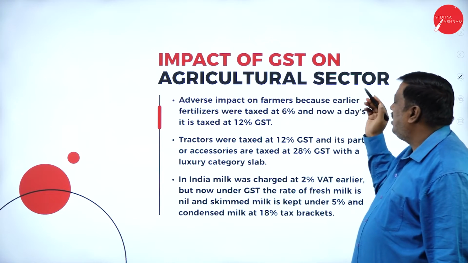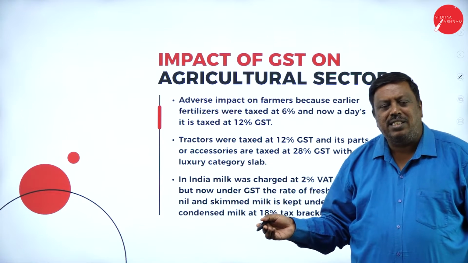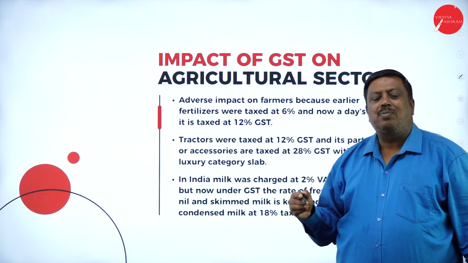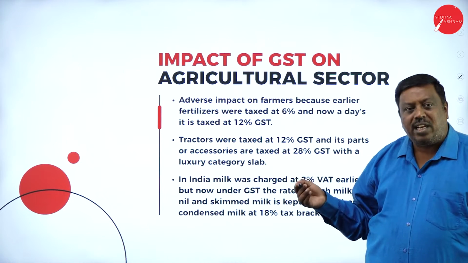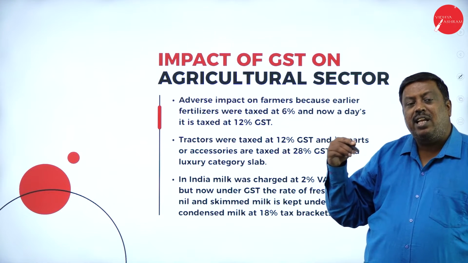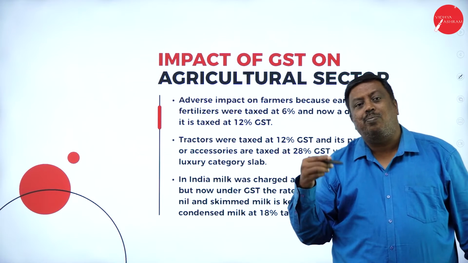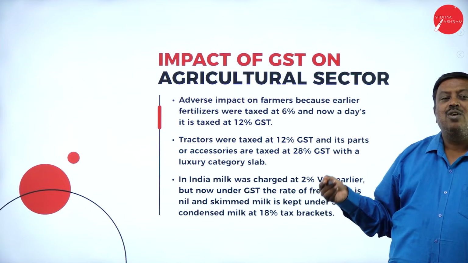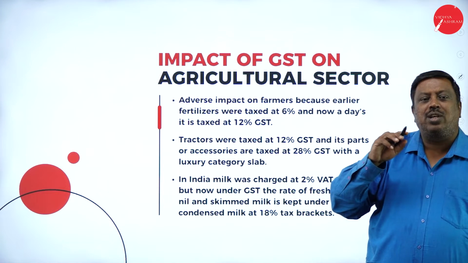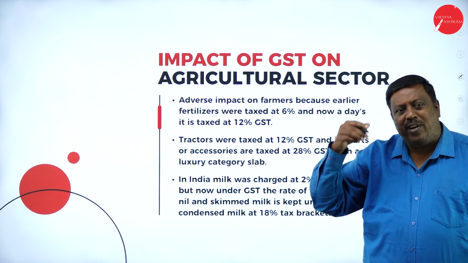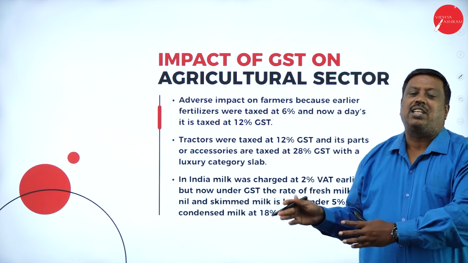Impact on the agriculture sector. Earlier, the tax rate in the agriculture sector was 6%. Now, for the farmers, it has become a burden. For example, if they want to buy a tractor, they are going to pay 12% GST. But for the accessories, the additional components they want to buy for the tractor, it is 28%. All the accessories for motor vehicles come under the 28% bracket, even for a Benz car or even for a tractor.